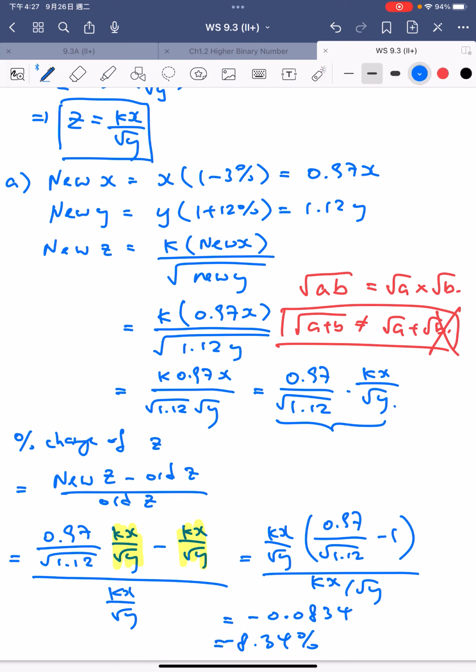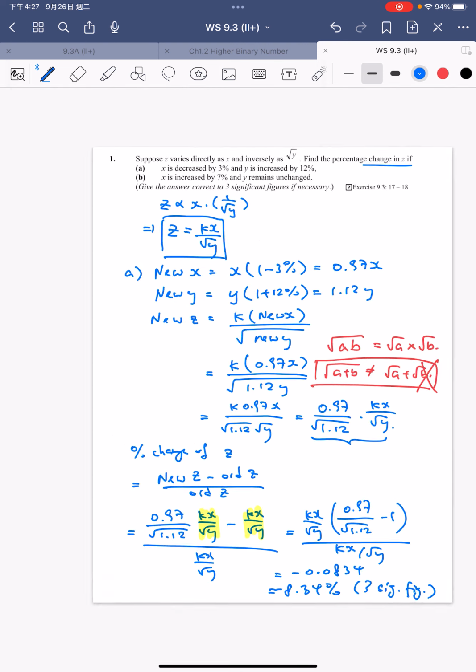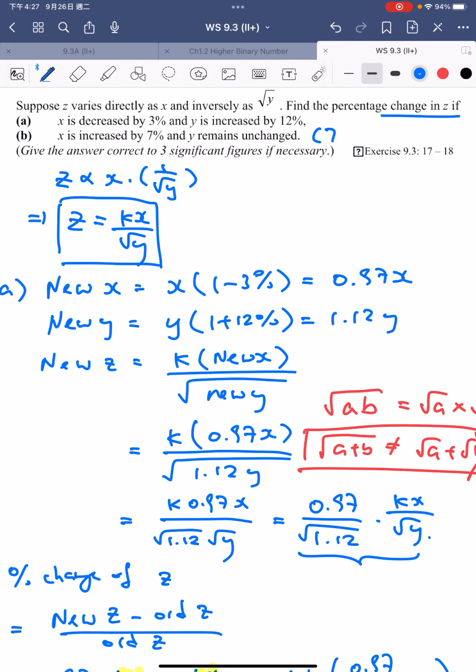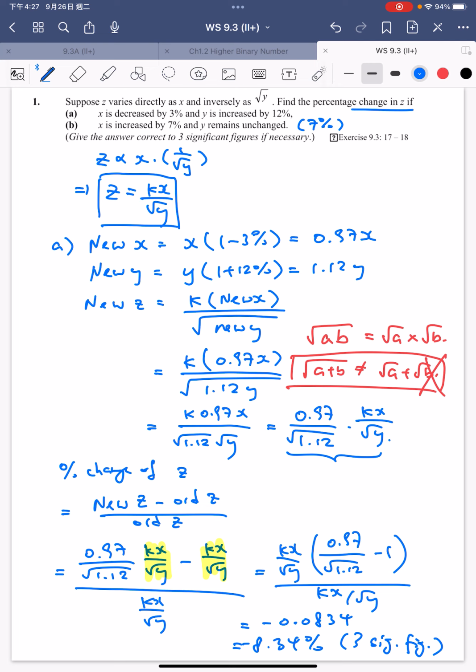Okay, and we're taking the three significant figures. All right, so that's for question 1A. And for question 1B, I think it's a similar approach, so I'll just leave it there. Question B's answer is going to be 7%. So try to do question B by yourself. If you have any questions, just WhatsApp me.